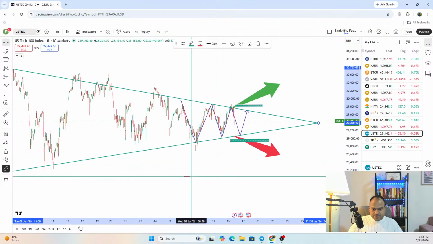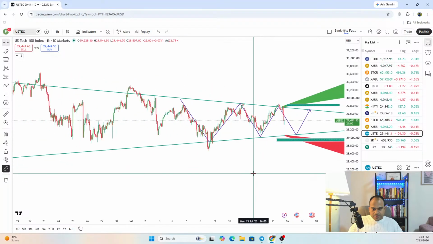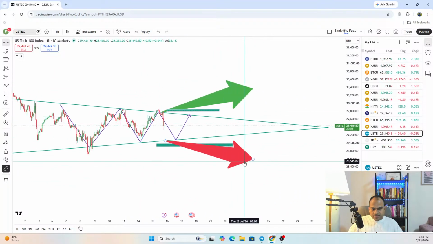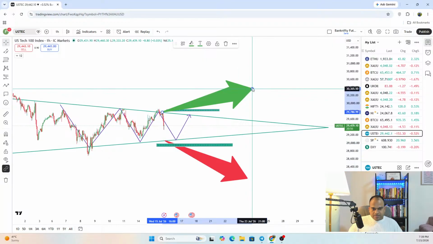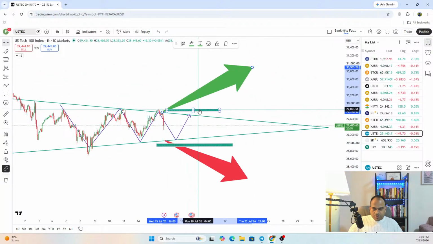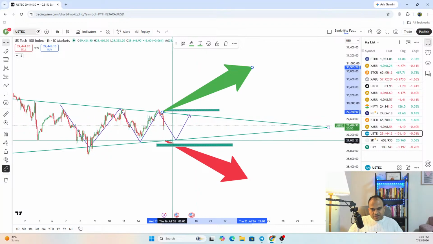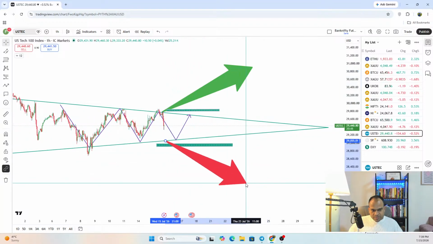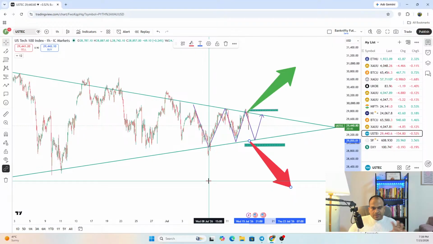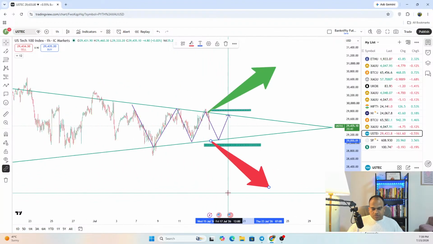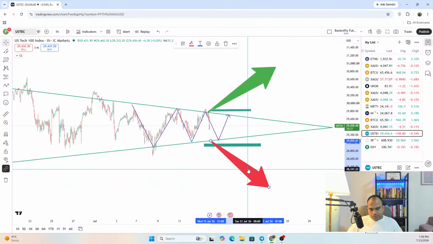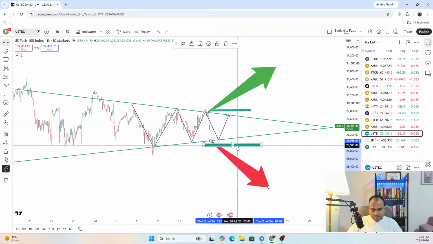these two trend lines, and whenever there is a breakout on either side, if the breakout happens on the higher side, you would see a bullish momentum, and if it happens on the lower side, you would see a bearish momentum, right? Whenever that happens, you will see a movement of at least $1,500 or $2,000. So I'm not taking any trade on US Tech for now. I'm waiting for either of these breakouts to take place.